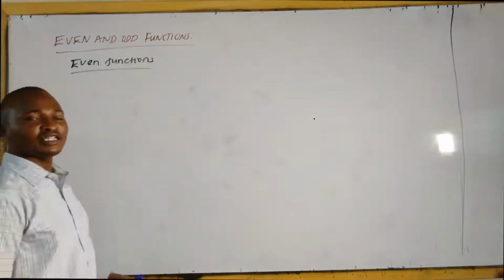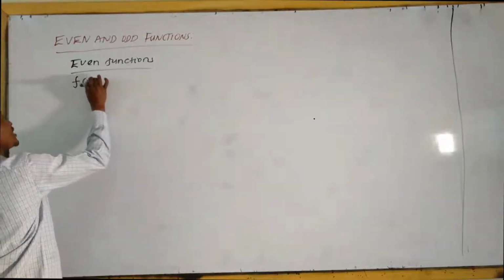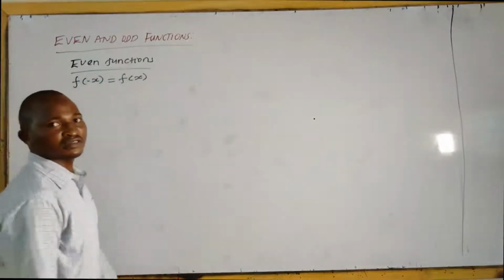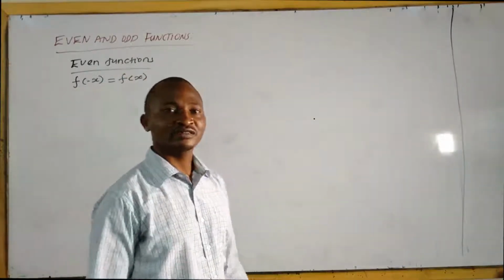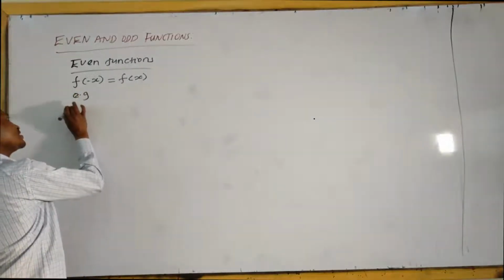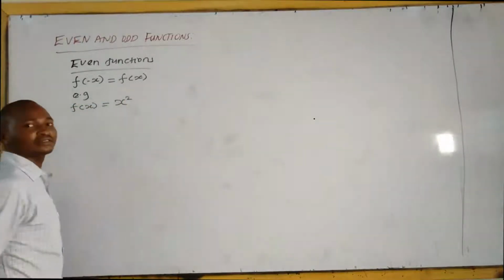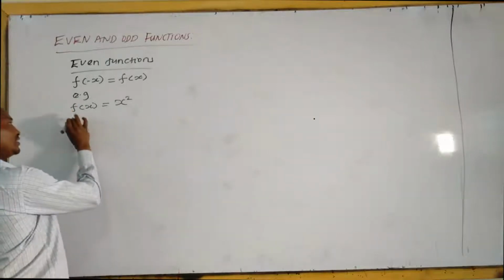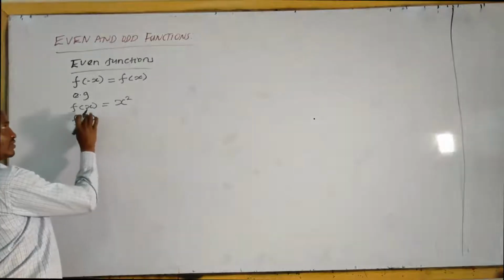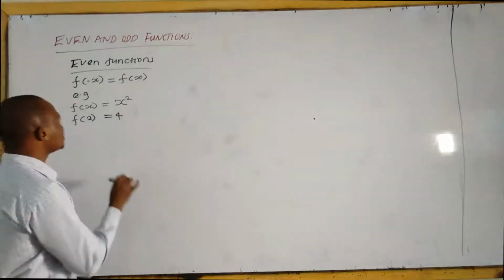A function is said to be even if function of negative x is equal to function of x. We are going to give two examples. Let's say function of x is equal to x squared. If we take function of 2, that is x is 2, this will give us 4.